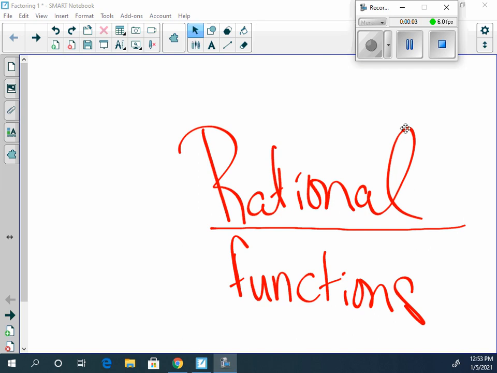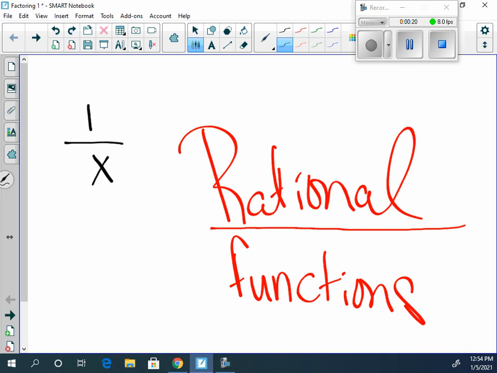All right, guys, so the next chapter, the next new thing we're going to be learning in Algebra 2 is rational functions. Well, a rational function is just a functional expression that's in a fraction form. So the very simplest rational function is going to be 1 over x. Anything in this form is going to be a rational function.